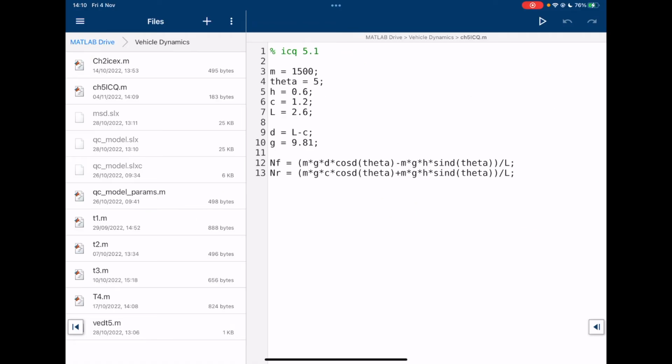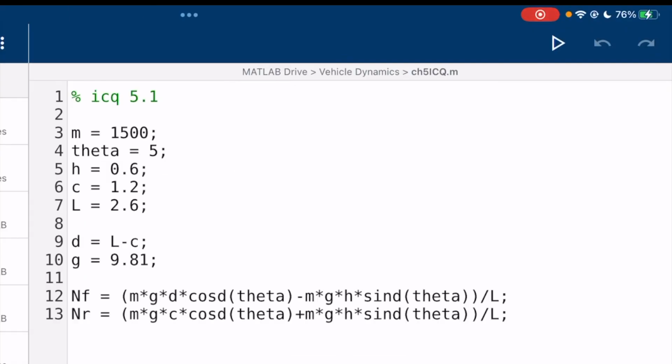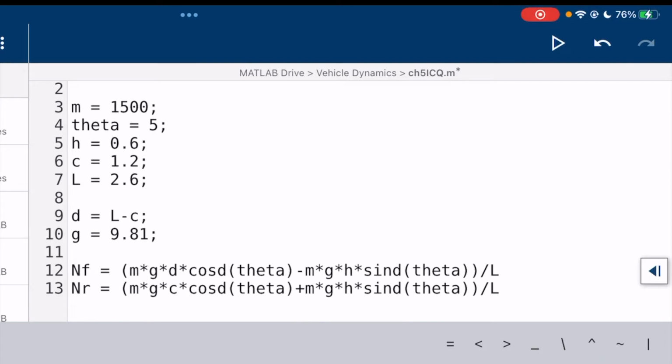So here I've got my MATLAB up. My mass is 1500 kilograms. Theta is 5 degrees. I've got my height, my distance c, and my wheelbase L. Obviously d is going to be L minus c to get my distance d, and G is 9.81. I just apply the equations. There's my NF, and there's my NR. If I run the code, I take the semicolons off of here, and it will display the values.